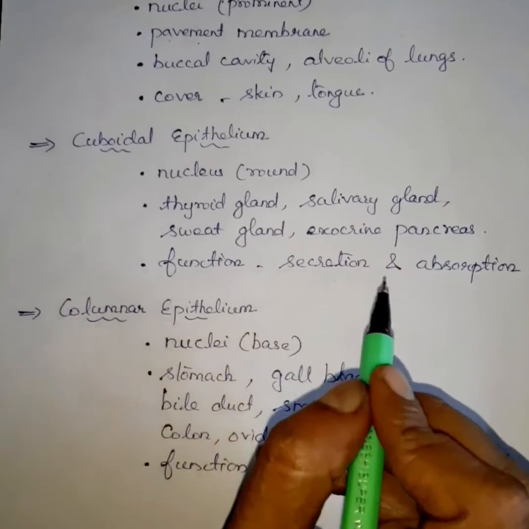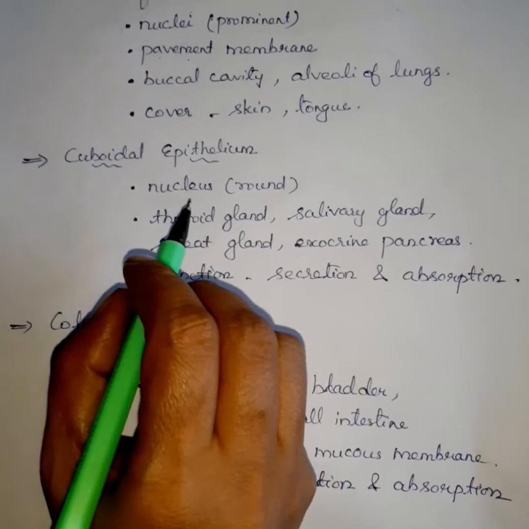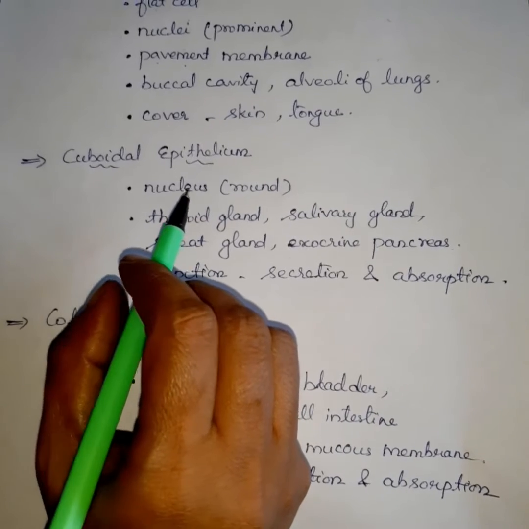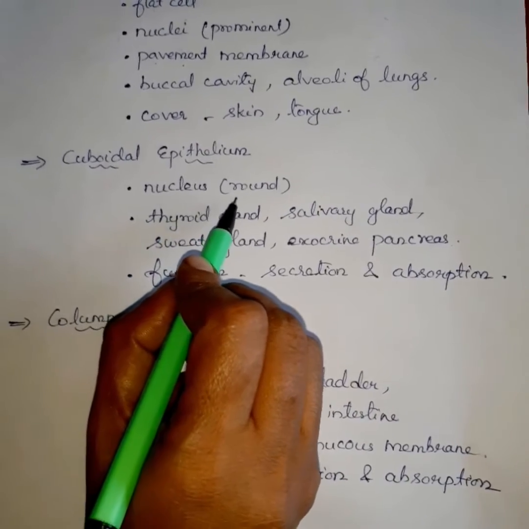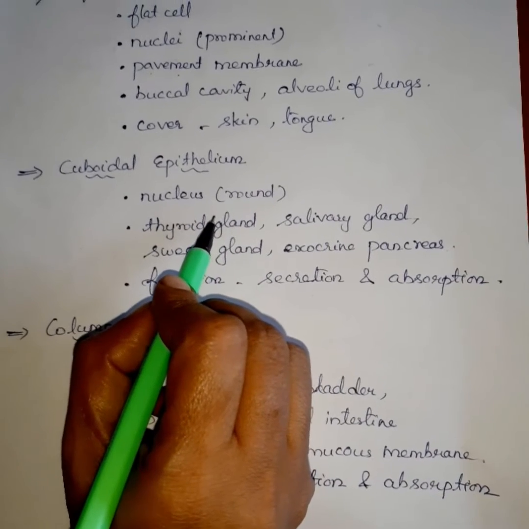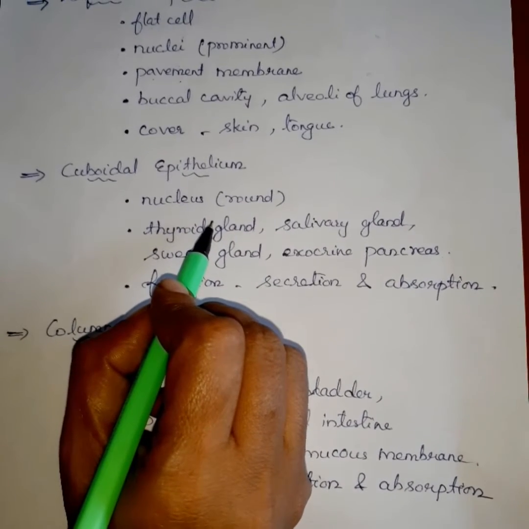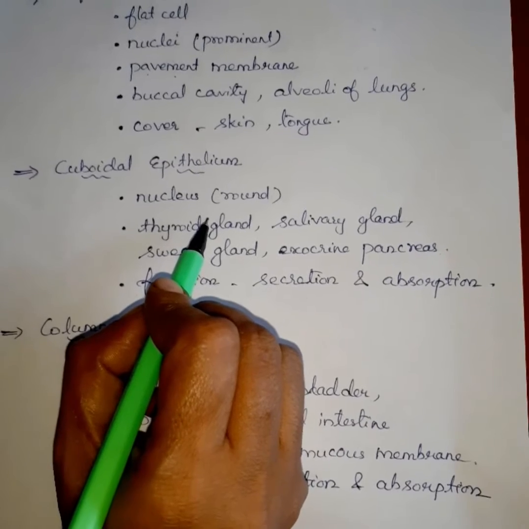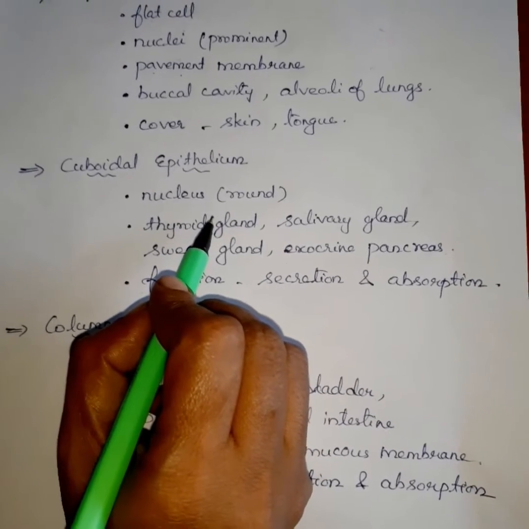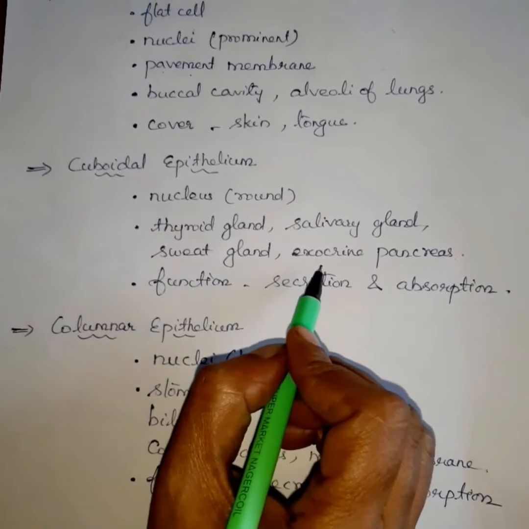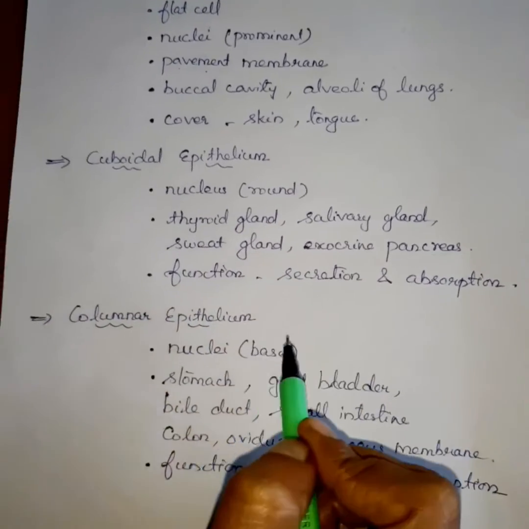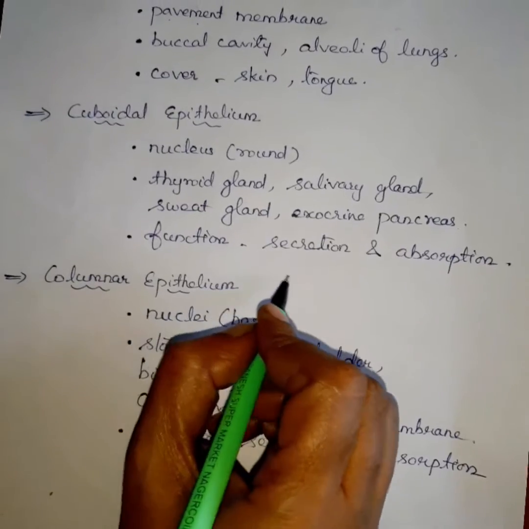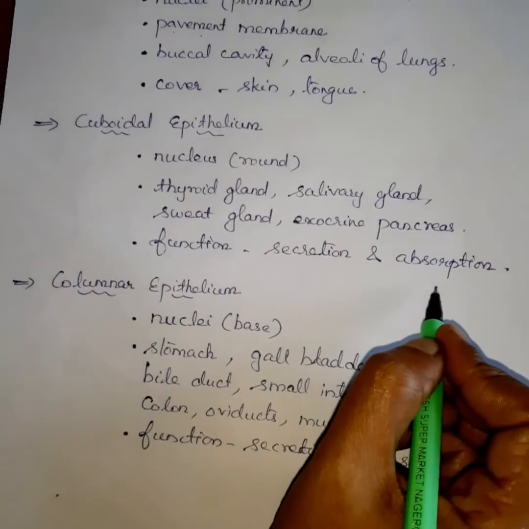Once again, I am repeating. It is composed of a single layer of cubical cells and the nucleus is round in shape. The tissues are present in the thyroid gland, salivary gland, sweat gland and exocrine pancreas. The main function is secretion and absorption.